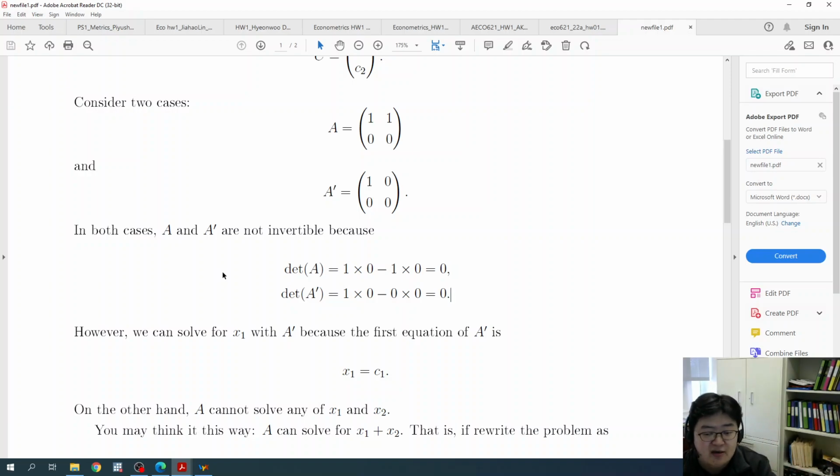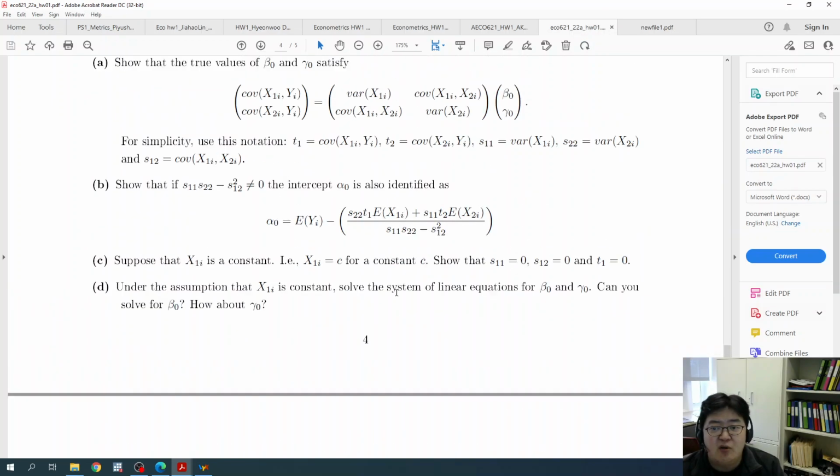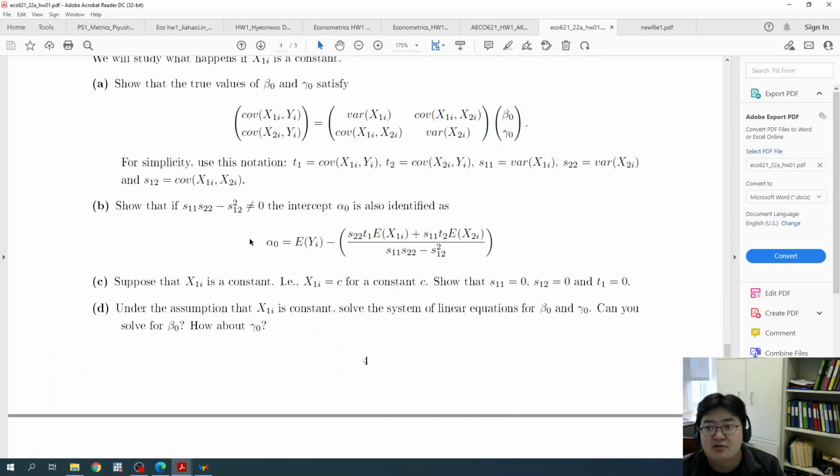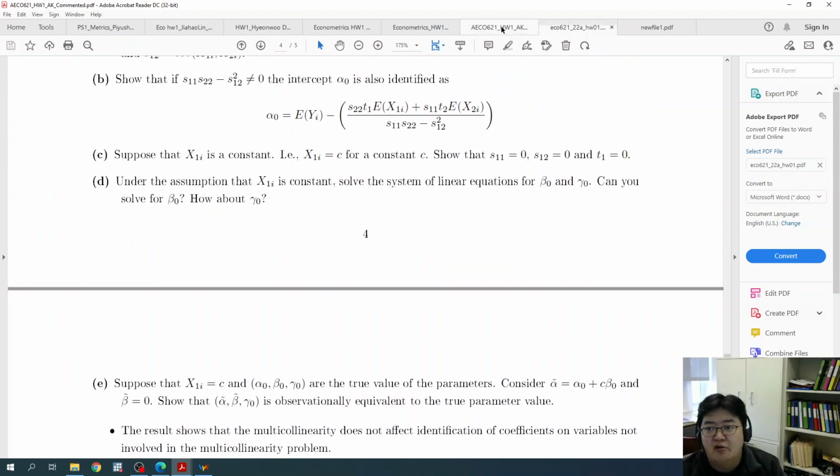So it depends. If there are multiple variables, it's not clear what you can identify and what you cannot. But simply saying that failure of the full rank condition does not allow you to identify anything is wrong. You may be able to identify something. That's what I wanted to say in this question, and most of you have done well.